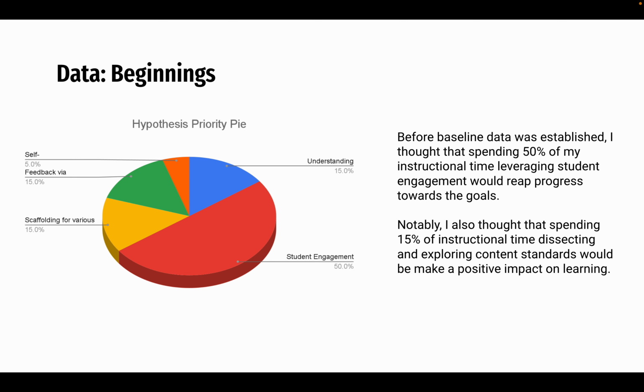Before implementing this mentor text process in depth, I was encouraged to come up with a priority pie about how much time I would be spending in my classroom focusing on different tasks. I thought that I would spend 50% of my instructional time focusing on student engagement, and also I'd like to focus on my hypothesis that I would spend 15% of my time understanding specific content area standards. And also the self-assessment and reflection was at 5%.